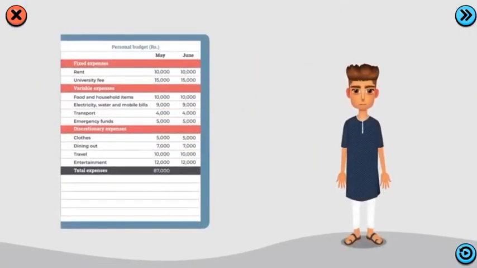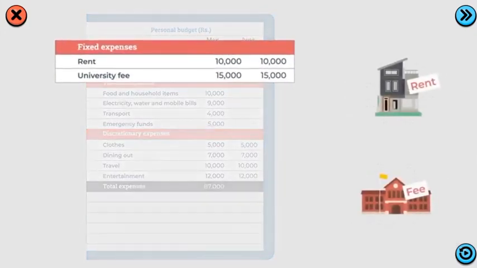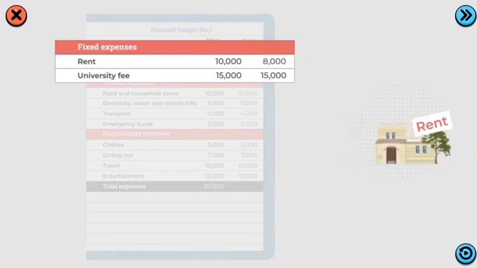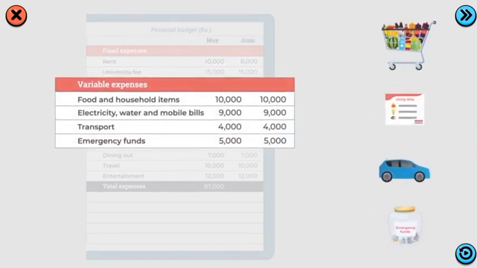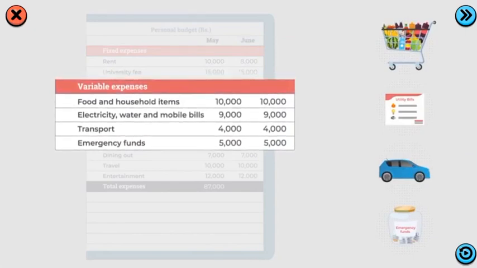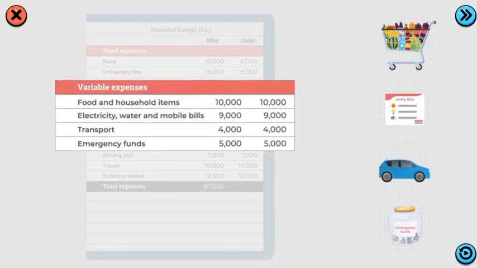Let's see how this university student spends his money and how he can increase his savings by cutting both necessary and unnecessary expenses. Fixed expenses remain the same over a period of time. It's difficult to decrease spending on fixed costs. However, to save on rent, you could move to a house with a lower rent. You can also decrease spending on variable or flexible expenses in many ways. Even though some of these expenses are necessary, you can still reduce the amount you spend on them.